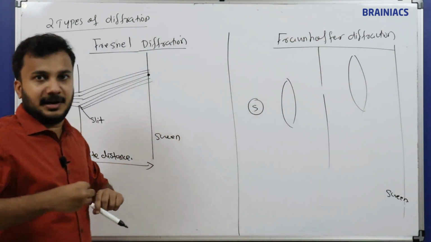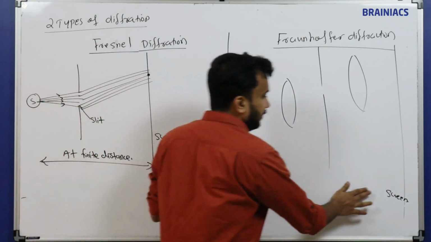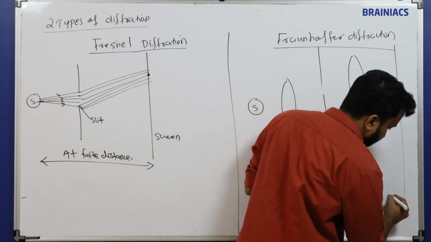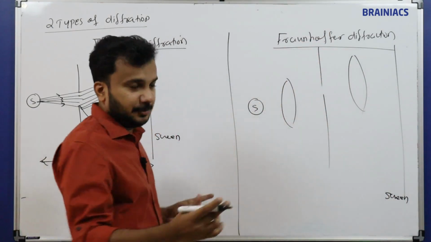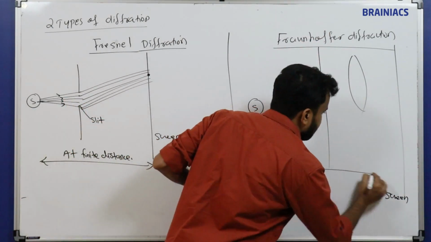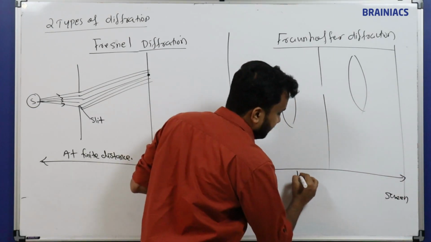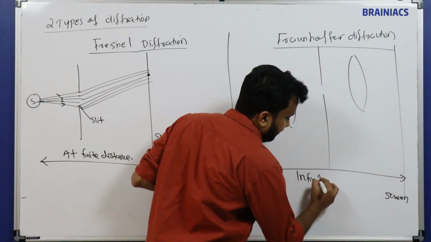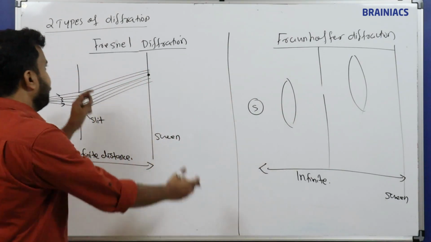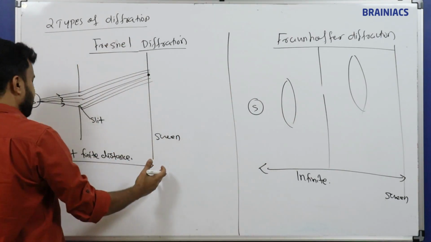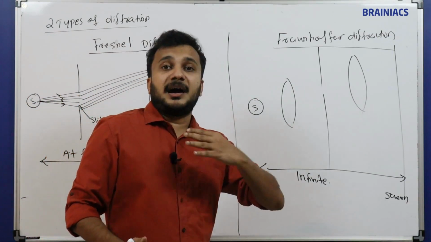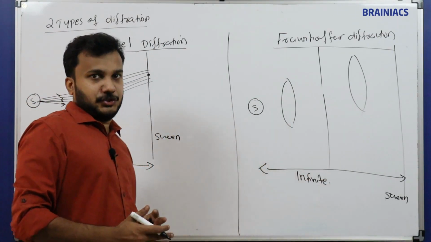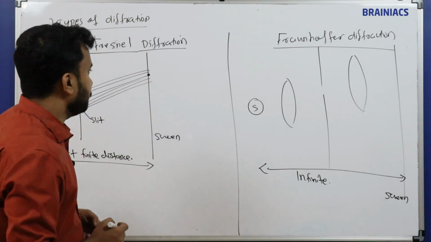I normally remember it with the help of the name. Fraunhofer is a big word, so definitely the distance between the source and the screen is infinite, meaning a long distance. Fresnel is a small word, so the distance between the source and the screen is shorter. This is the way I remember the difference between these two. You can also try this one.